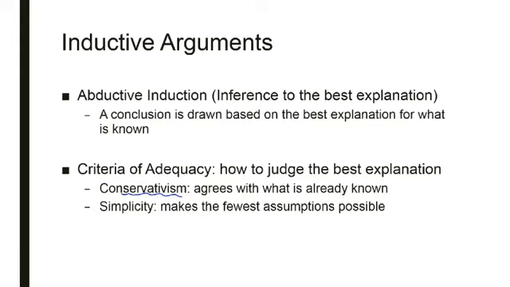For example, I don't have a sprinkler system. If we said the best explanation for everything being wet was your sprinkler system, that wouldn't be a conservative explanation because it does not agree with what we know, that I don't have a sprinkler system. Okay? Likewise, simplicity. Simplicity means we make the fewest assumptions possible.